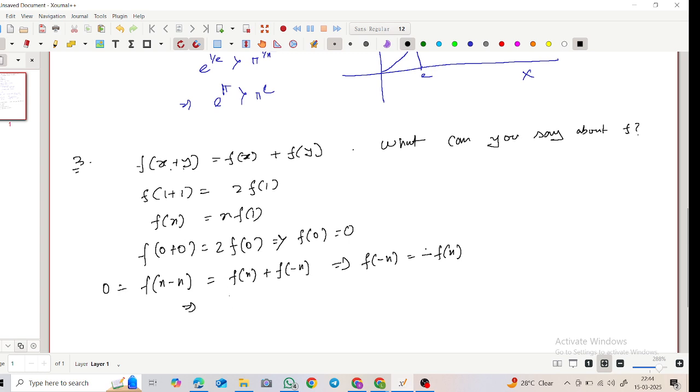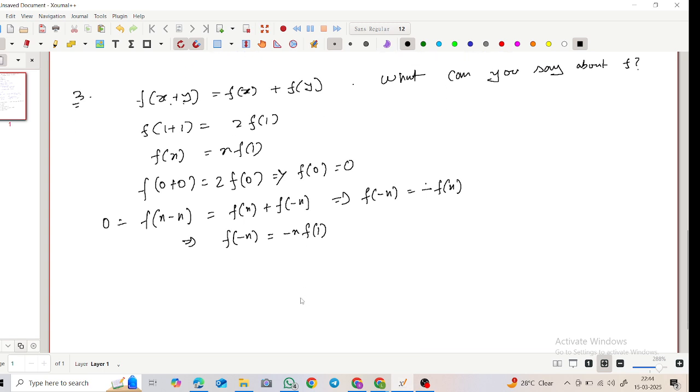Thus you get f of minus n is just minus n f1, right Shomik? And for f1 you will get f0 plus 1, that is f0 plus f1. Sorry, what I am doing, this will not be useful, so we don't need it.